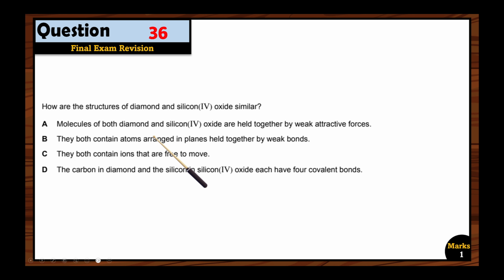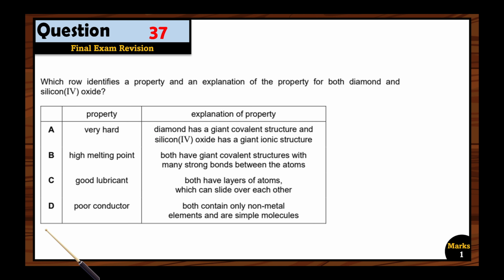So there is no space for the attractive forces. They both contain atoms arranged in planes held together by weak bonds. Again, weak bonds, that's wrong. They both contain ions that are free to move. Wrong, because it only happens in ionic compounds, but they are covalent, right? The carbon in diamond and the silicon oxide each have 4 covalent bonds. Yes, that's right. Of course, silicon has 4 covalent bonds. Oxygen will make 2, right? So this option is correct, option D.